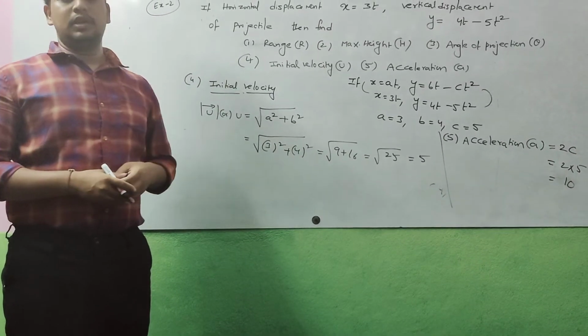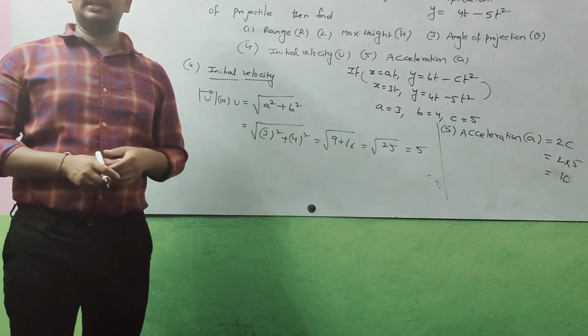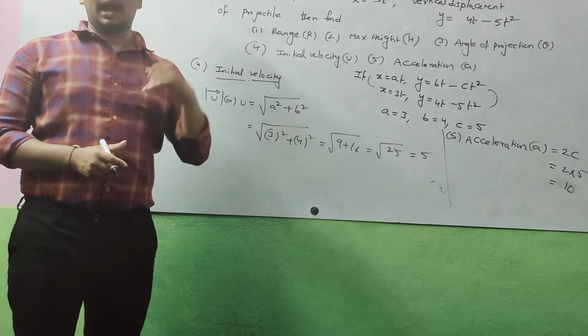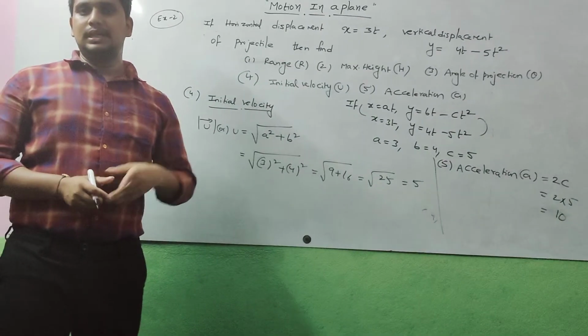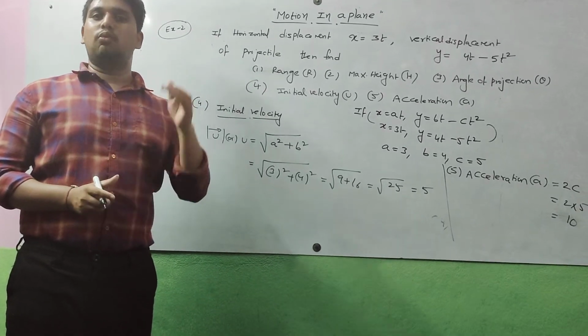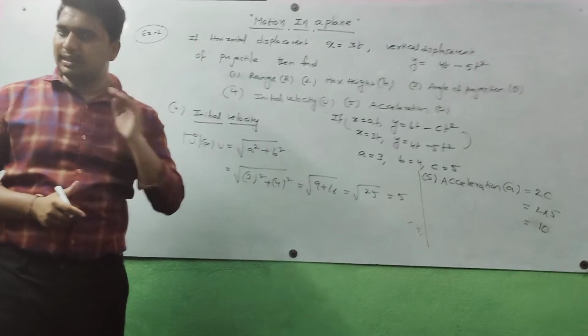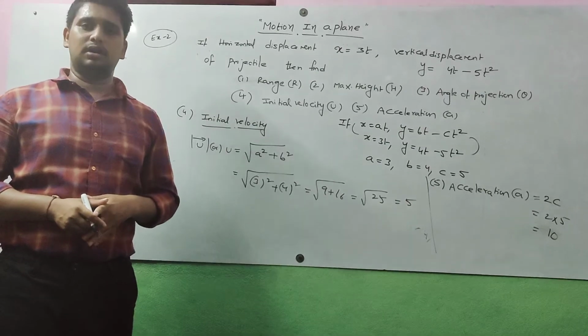So next we will discuss, if a body is projected from the ground, it makes angle theta 1. Another body projected from the ground makes angle theta 2. If theta 1 plus theta 2 is equal to 90 degrees, then what is the condition? That means the angles' sum is complementary. Then what is the condition? We will discuss it in further lectures.